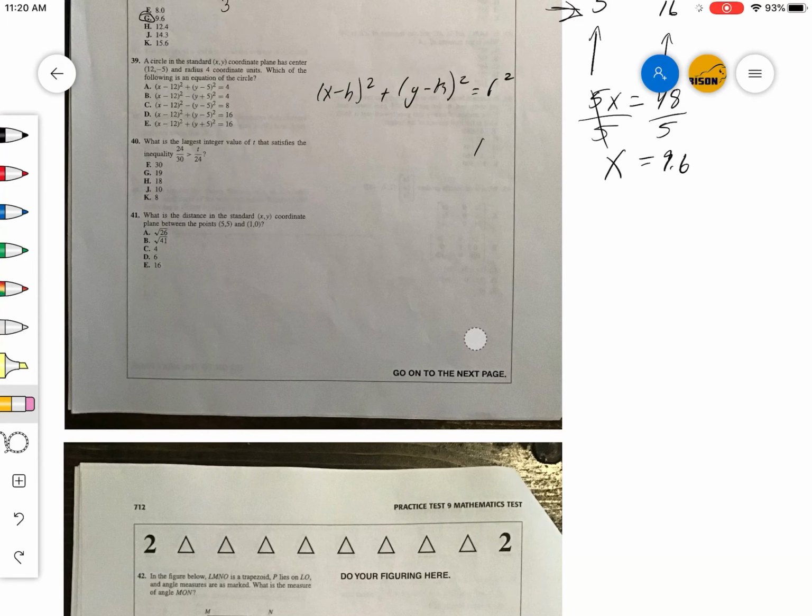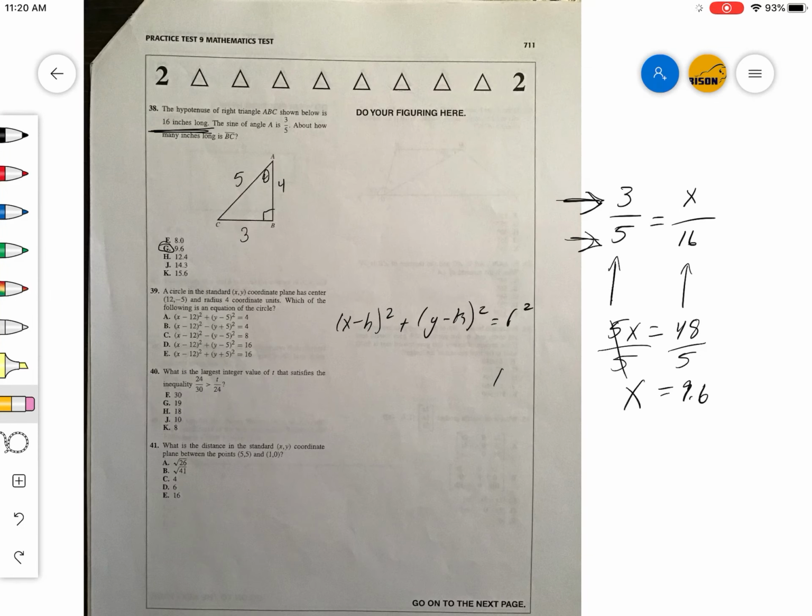Shoot, see, this is what this does whenever I try to write on the picture. All right, so r squared is definitely going to be 16.